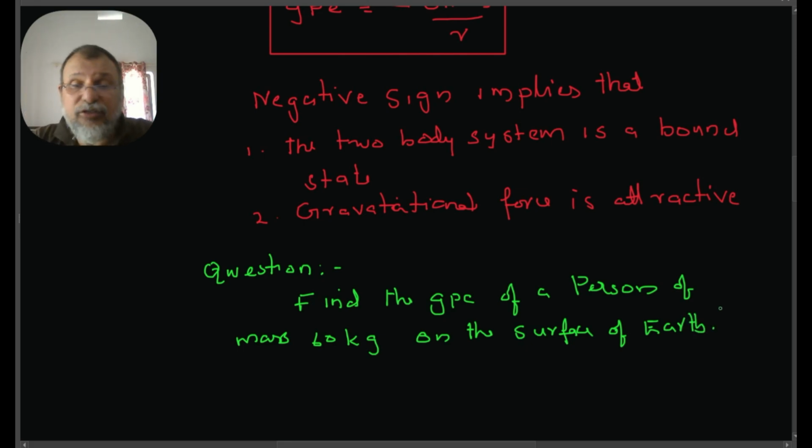Now, to work this out, you may require the mass of the Earth, and you also require the radius of the Earth, and you should assume that this is perfectly spherical. And you can substitute the values into the expression, and you will get the value of the gravitational potential energy. Obviously, you will get it negative.